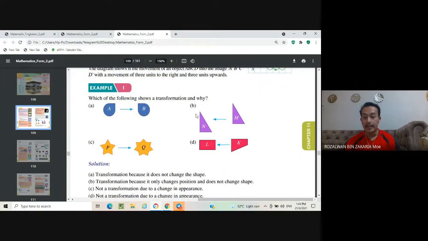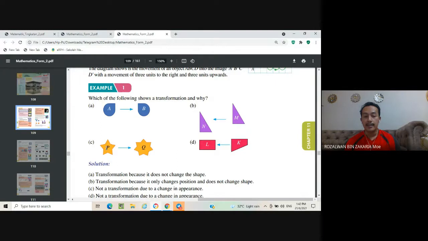And look at B here. Okay, so we have M here, M is the object. After the arrow, N is the image. As you can see here, the shape of the object and image is the same. So it is congruent. So it is a transformation.